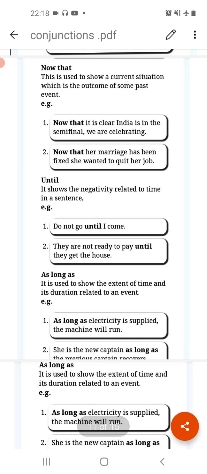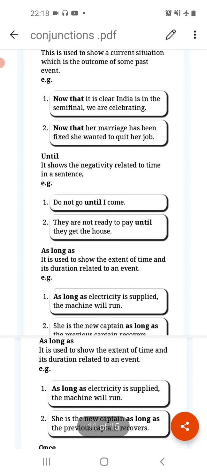Next is now that. This is used to show a current situation which is the outcome of some past event. So whenever you have any situation which is the outcome of some past event, then you can use now that. Now that it is clear India is in the semi-final, we are celebrating. Now that her marriage has been fixed, she wants to quit her job.